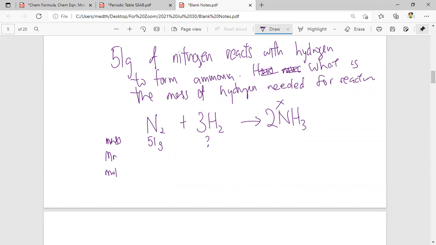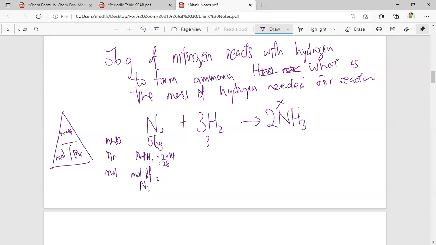Next thing is to find the MR of N2. So the MR of N2 equals 2 times 14 equals 28. Okay, never mind. I change this number, 51, I realize it's very hard to divide. I change this to 56. Make my life easier, okay? So 56 grams of nitrogen at the start. The MR of N2 is 28. Let's find the mole. So triangle, mass, MR, mole. So how to find mole? Take the mass divided by MR.